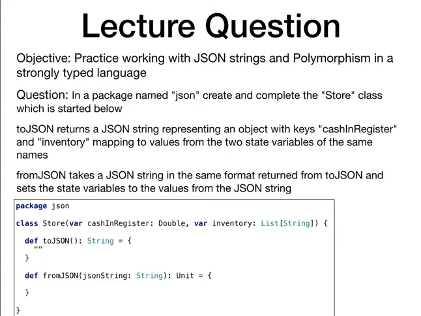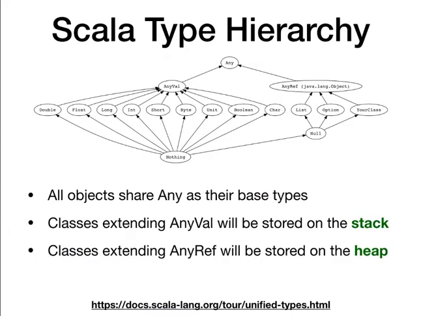So it should be cache and register going to a JSON number, and then inventory going to a JSON array of JSON strings. And then from JSON should take in a string of that same format and set the instance variables equal to the values from the JSON string. So we want to go to and from JSON strings in Scala. Some of you have seen in 1.15, we've done this pretty extensively in 1.15, but how do we do this in 1.16 now that we have Scala to work with?